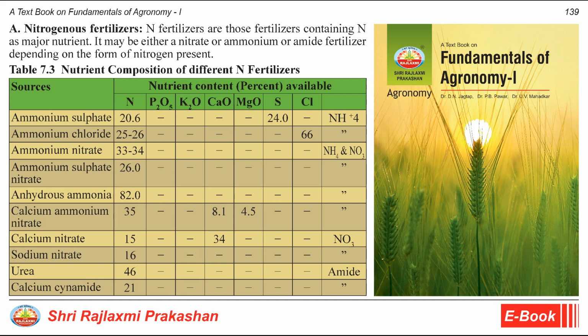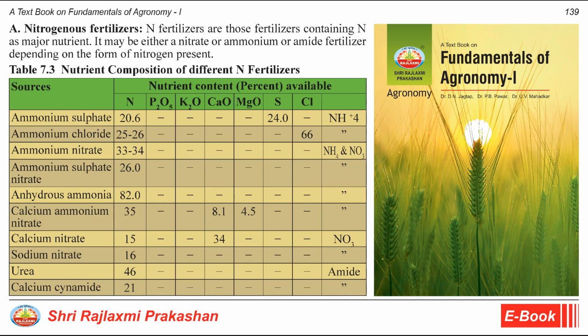Sources: number 7, calcium nitrate. Nutrient content, percent, available: N 15%, P2O5 0%, K2O 0%, CaO 34%, MgO 0%, S 0%, Cl 0%, NO3. Sources: number 8, sodium nitrate. Nutrient content, percent, available: N 16%, P2O5 0%, K2O 0%, CaO 0%, MgO 0%, S 0%, Cl 0%, none.